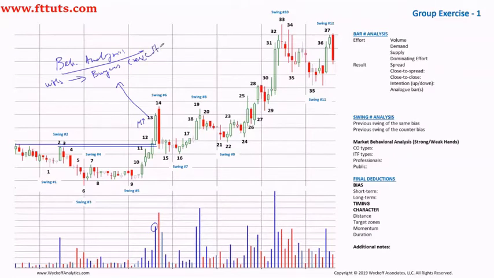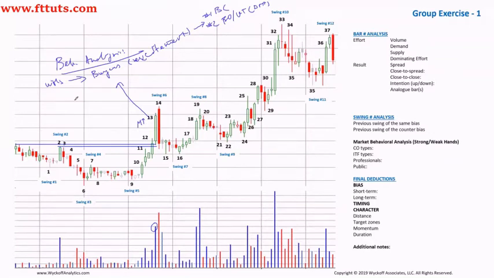By the way, excitement for weak hands happens at which 2 points? At the buying climax, absolutely, is number one, and then second, at the breakout, at the upthrust in the distribution. Okay, great. Perfect. 12 for 12.